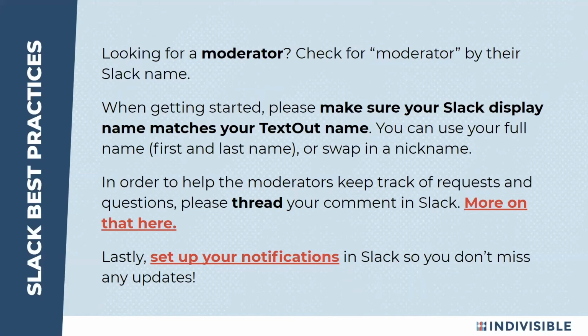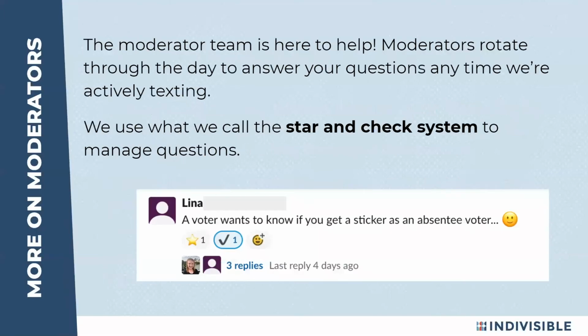Lastly, it's recommended that you set up notifications in Slack so that you'll get a little alert when you have a message from a moderator or if there's an important update. Again, the moderators are here to help. As you saw in the example earlier, moderators use a star and check system. The star means that your question has been seen by a moderator and they are going to reply to you in a thread. When the conversation and issue is resolved, the moderator will leave a check mark to indicate that it is complete. This helps make sure no questions get skipped or missed. And if you have another question, just create a new post. Moderators will start the process over again.